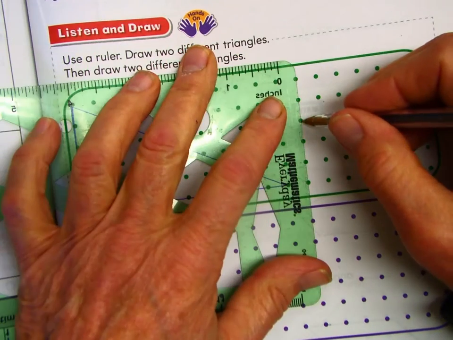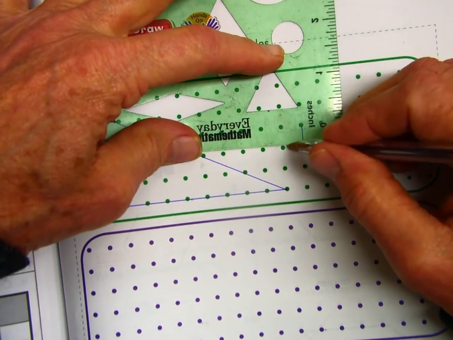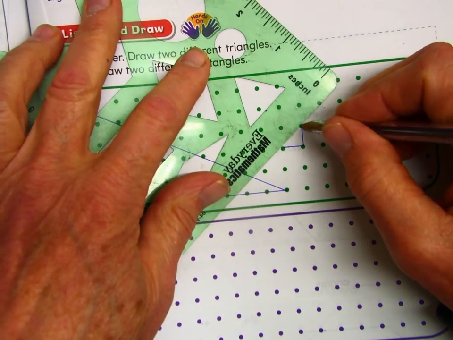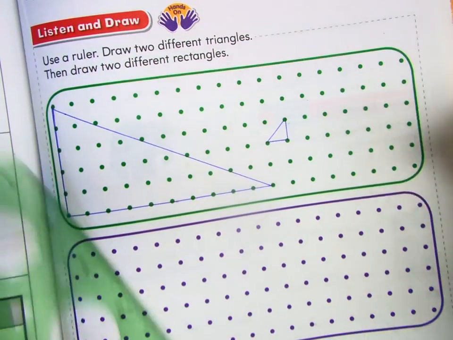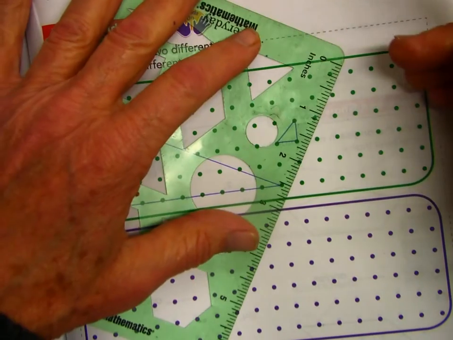Look, I can go down. I can go this way. But then I got to go back to where I started. Isn't that a tiny triangle? I'm going to make one more triangle. I'm going to do 3 triangles.